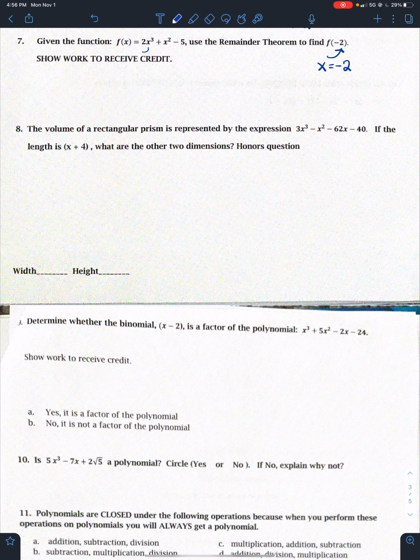So everywhere there's an x, we're going to replace it with negative 2. So we are going to have 2 times negative 2 cubed plus negative 2 squared minus 5. This gives us 2 times negative 8 plus 4 minus 5.